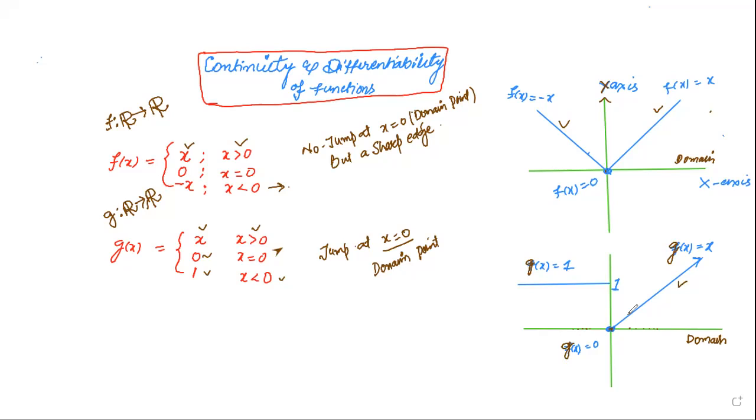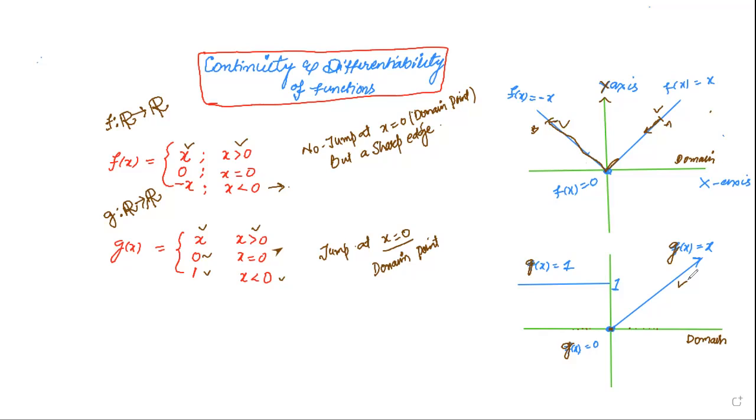So if I have to go from point A to point B in the first graph, I would go along the path, and I don't have to remove the pen from the desk or from the paper. So I would go straight here. Although there is a sharp edge at x equal to 0, I can reach the point of destination along the path.